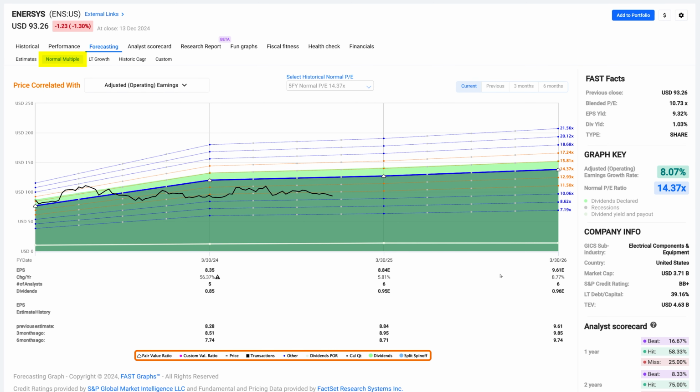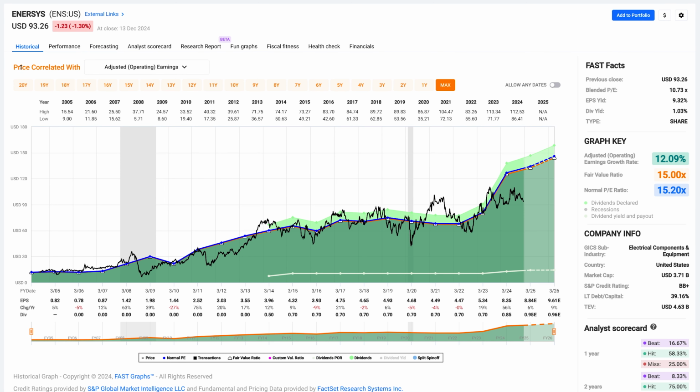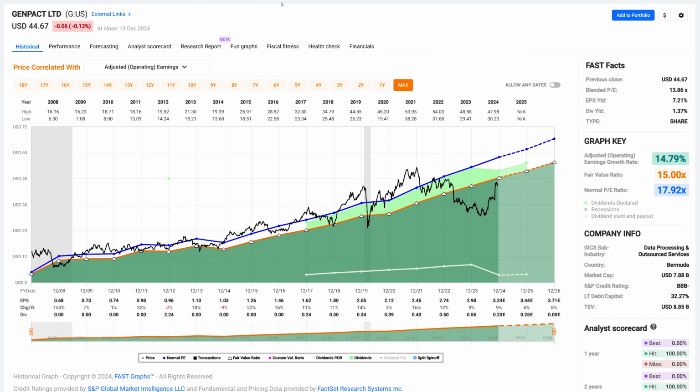The normal multiple has been about 14 or 15 again. So as long as this is below the orange or blue line, I would say this looks like it would be an attractive investment. It has very moderate debt at 39%, but again, it's only BB+. It is an industrial, and all industrials, or most industrials, will have a level of cyclicality that you have to deal with as an investor.